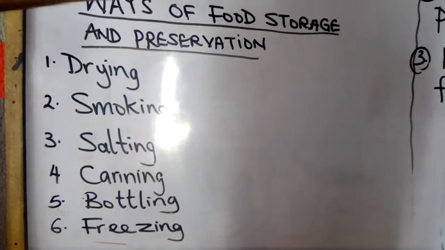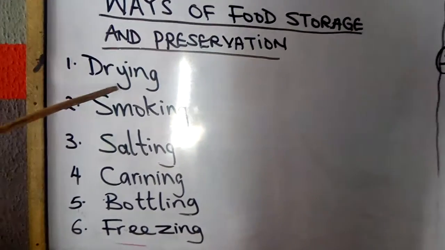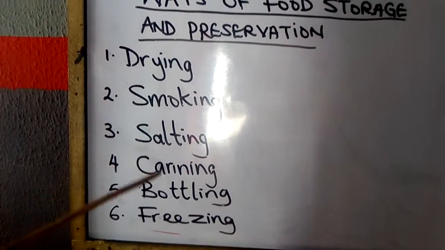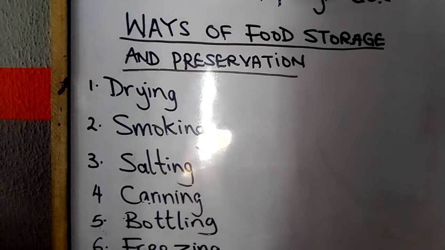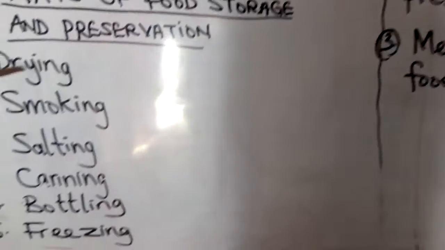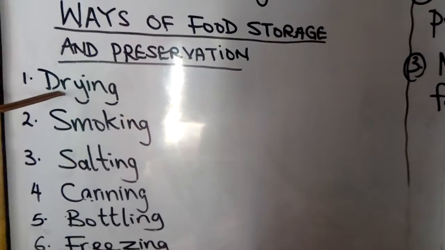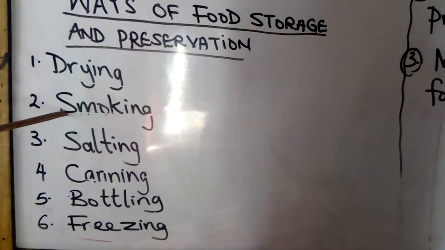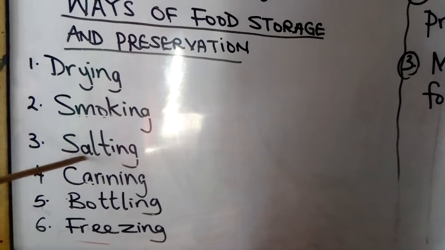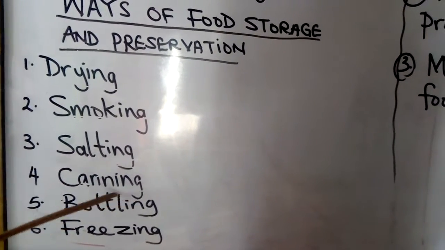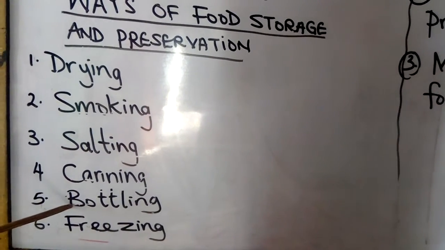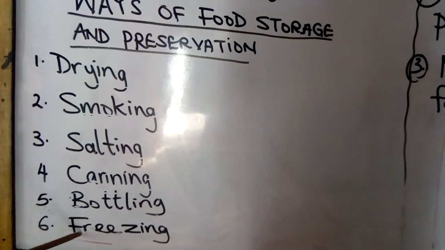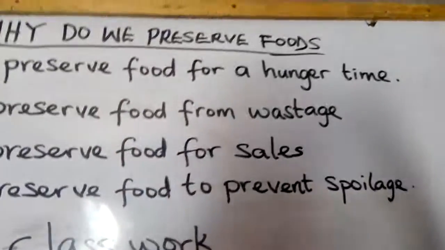So ways of food storage and preservation, we have drying, smoking, salting, canning, bottling, freezing. Can you say them out? Drying, smoking, salting, canning, bottling, freezing.